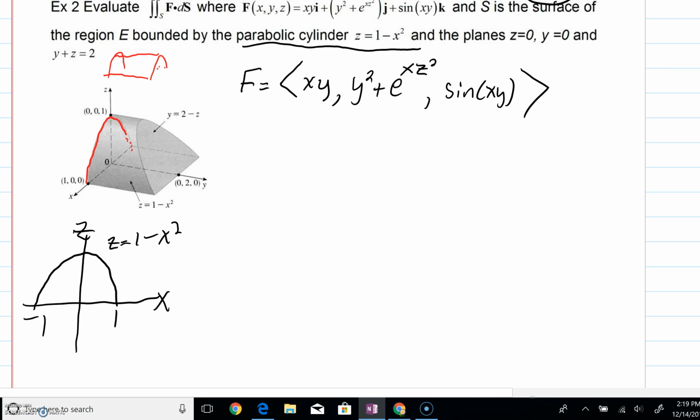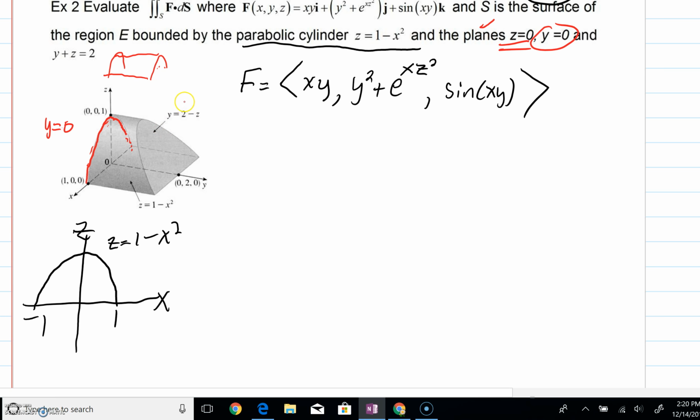But of course there's more to this surface, or this solid region E that we're talking about. It's bounded by that parabolic cylinder. Z equals 0 is the xy plane that we're so used to graphing on. Y equals 0, well, I just traced that out in red right here. You know, this is y equals 0. And then y plus z equals 2 is another plane.